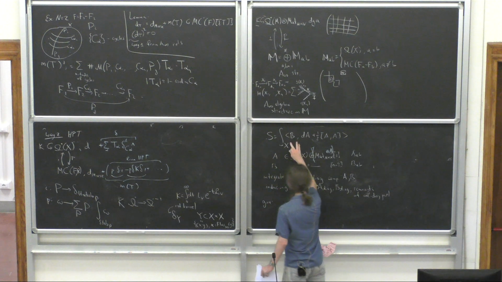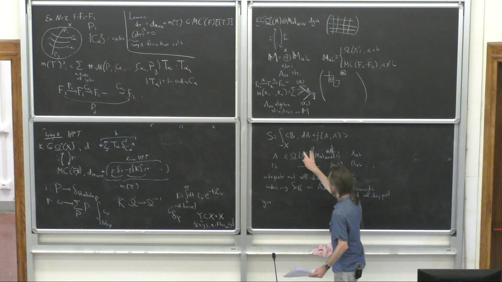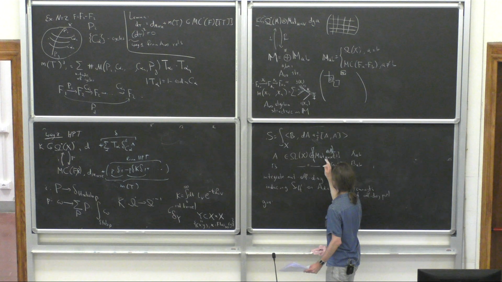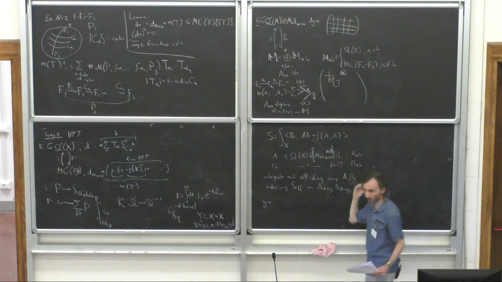So I don't actually use the Killing form anywhere. Sorry, here I should put the dual for B, but actually there's no problem here.